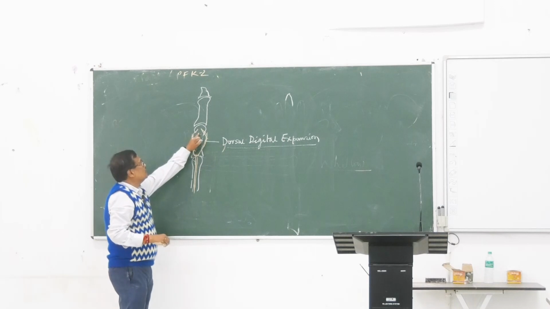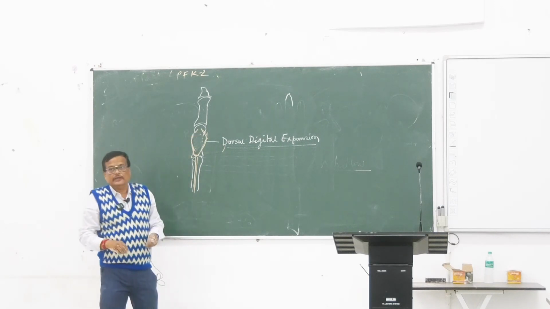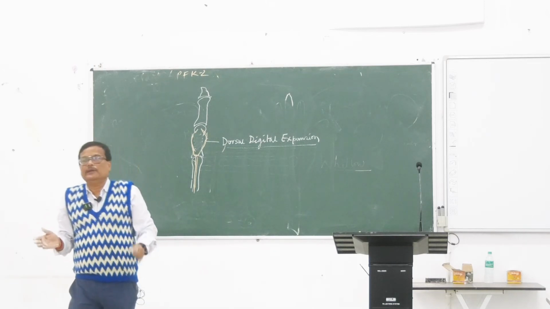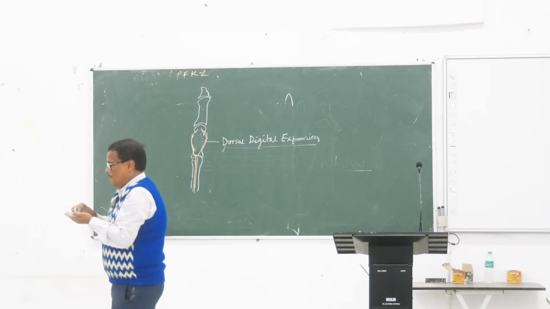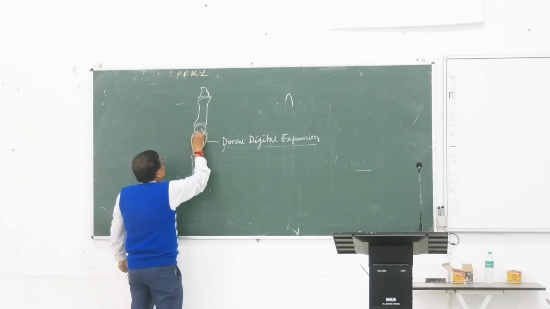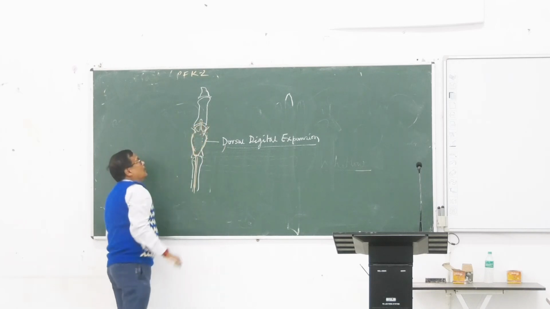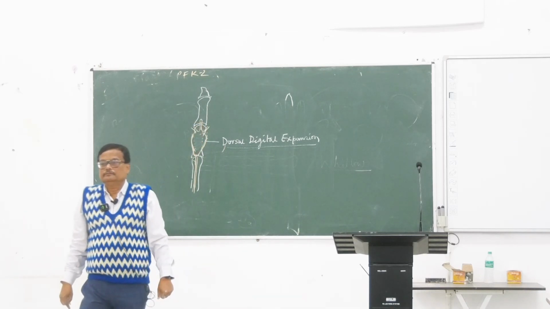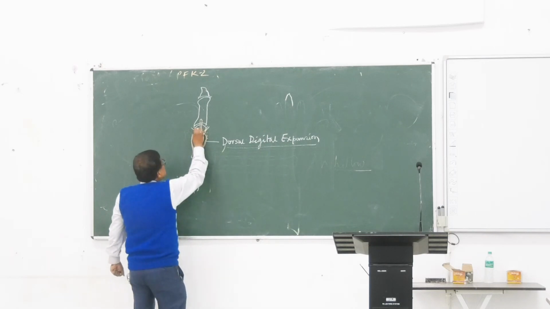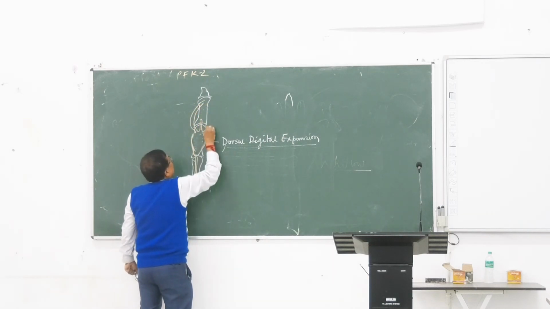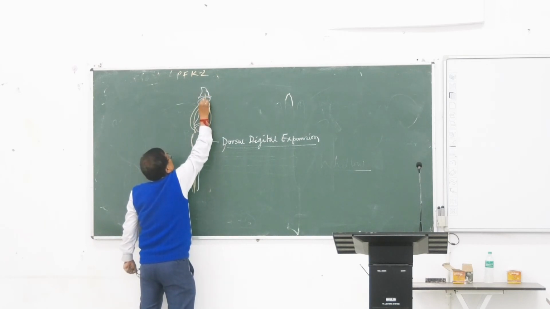এই ডরসাল ডিজিটাল এক্সপানশন বেস অফ দ্য প্রক্সিমাল ফ্যালেন্সের কাছে গিয়ে it trifurcates. ট্রাইফার্কেটস মানে কি? তিনটে, ঠিক এরকম, মিডল ব্যান্ড এবং টু ল্যাটারাল ব্যান্ডস। So it trifurcates into two lateral bands and a middle band. The middle band is inserted into the base of the middle phalanx, and two lateral bands go by the side of the middle phalanx and join again to be inserted into the base of the distal phalanx.